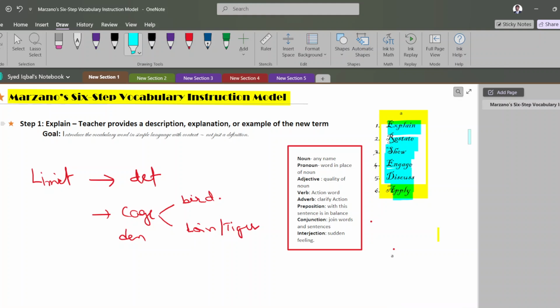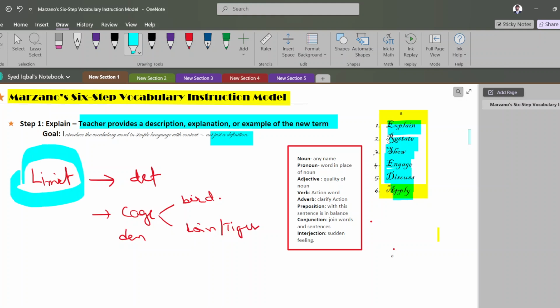The first step is that the teacher should provide a description, explanation or example of the new term, not just the definition from the book. Suppose I have taken the topic limits and continuity to explain this vocabulary. First we have to define, then say what the limit is according to math. Then you have to give a practical, real world example.